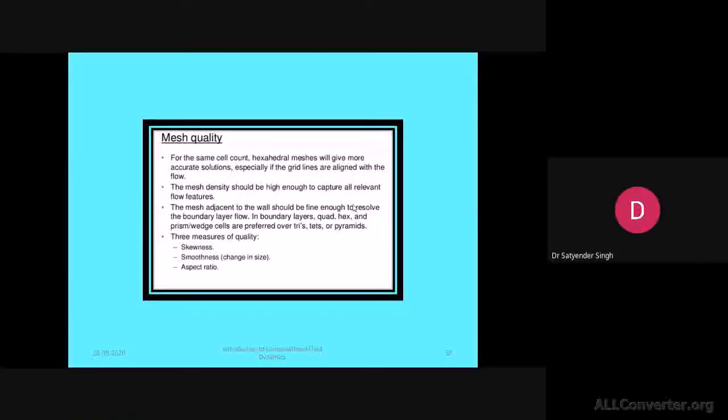And aspect ratio, where we see the largest element length compared to the smallest, then they must be divided by each other. It should be equal to almost 1. So these are the criteria generally opted to check the mesh quality.